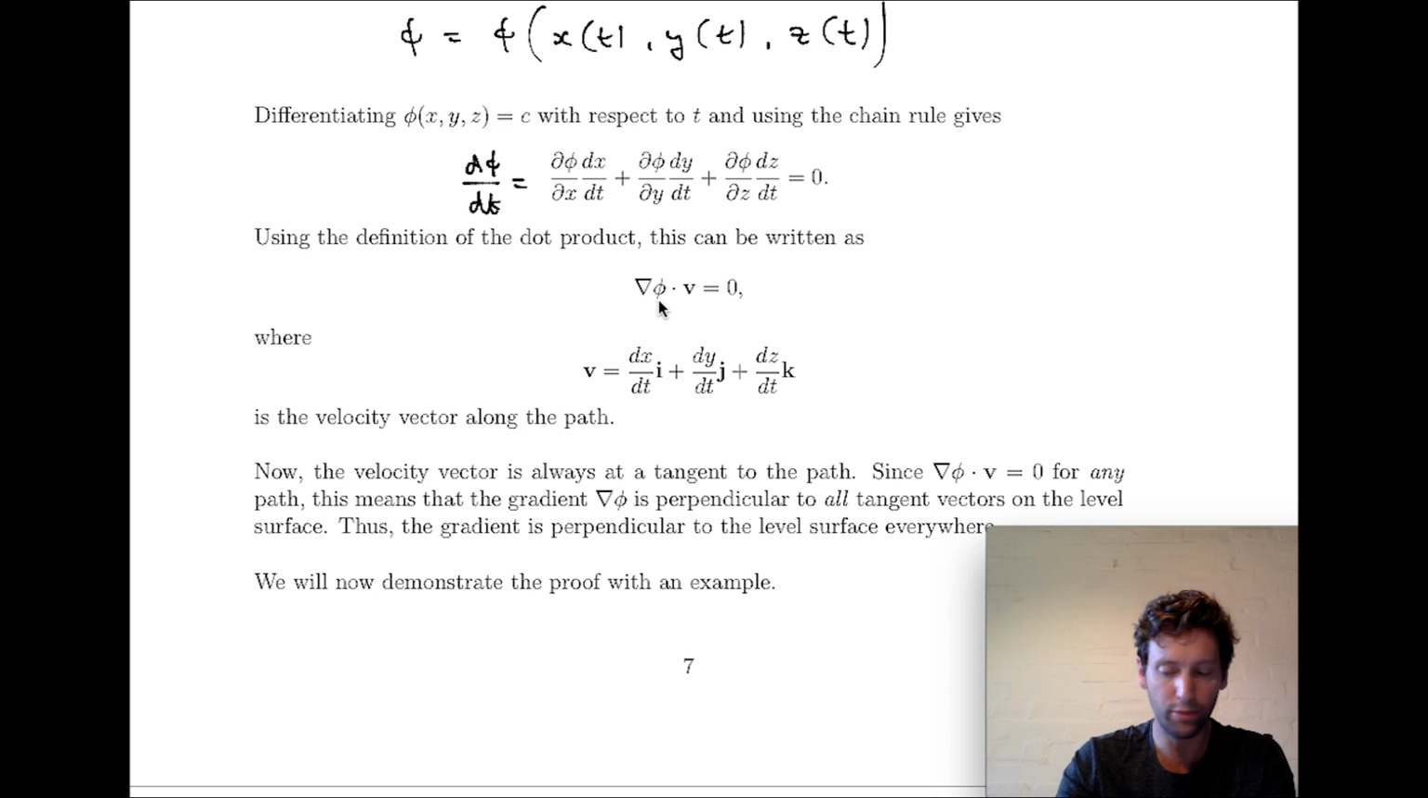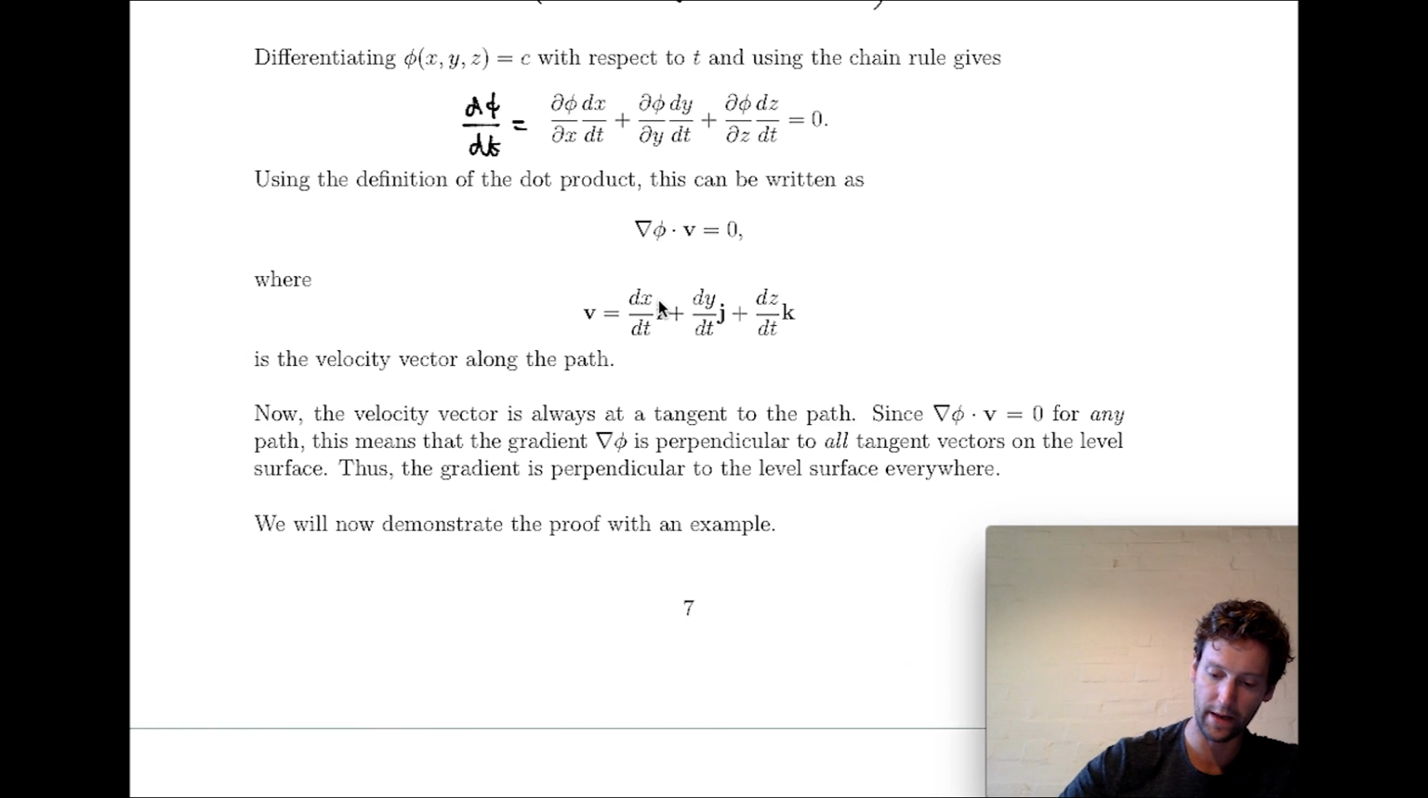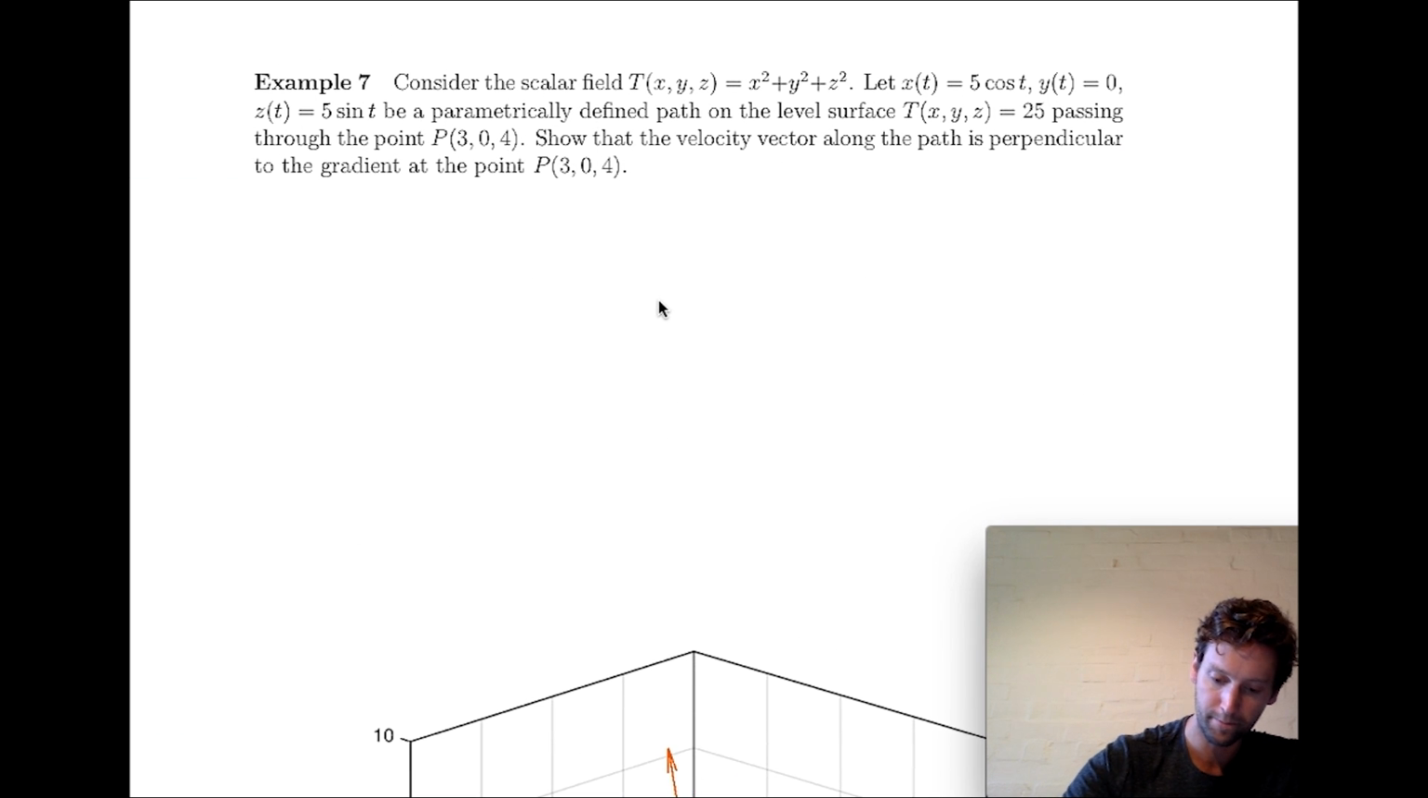Now that's the formal proof, but we can actually show it a little bit more intuitively by looking at an example. So let's take a look at the next example, example 7. So we have a scalar field, x squared plus y squared plus z squared. You can see that the surfaces of constant temperature T, or scalar field T, will be spheres, right? They'll be spheres of radius T.